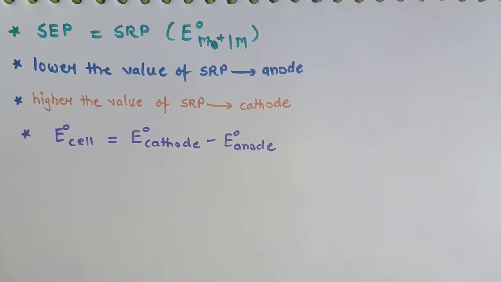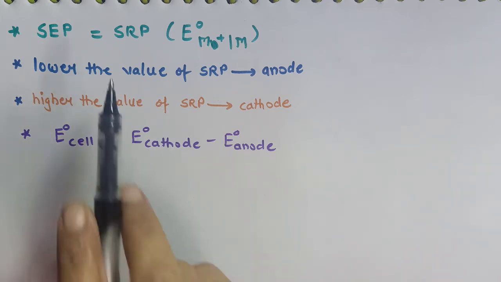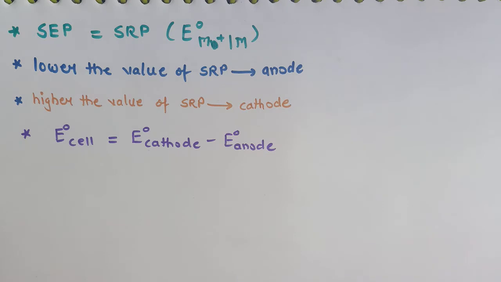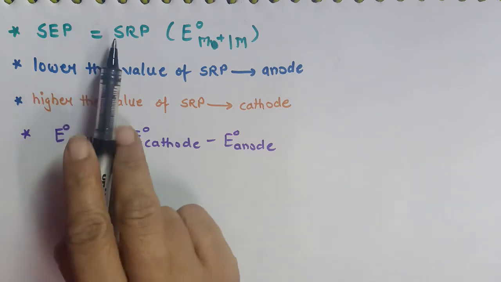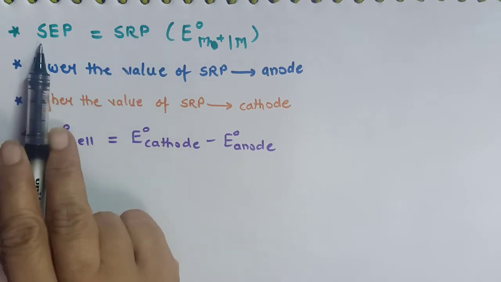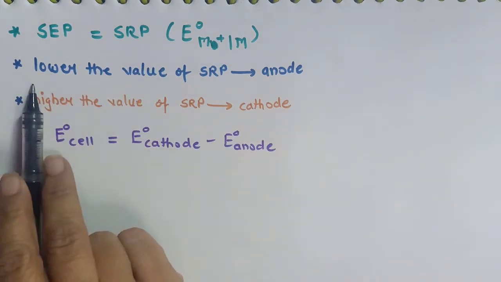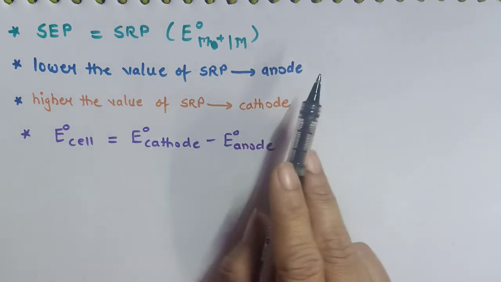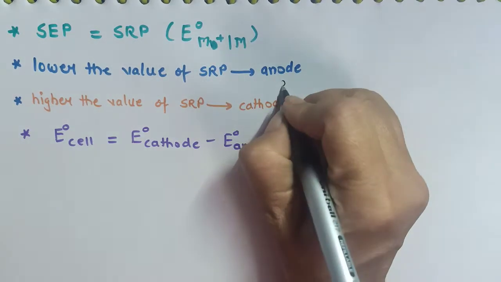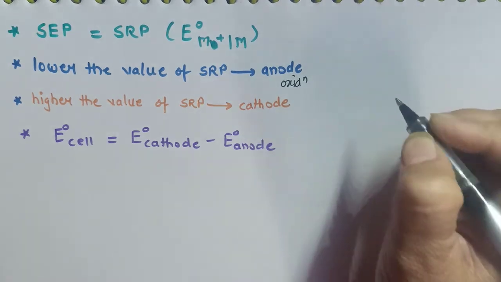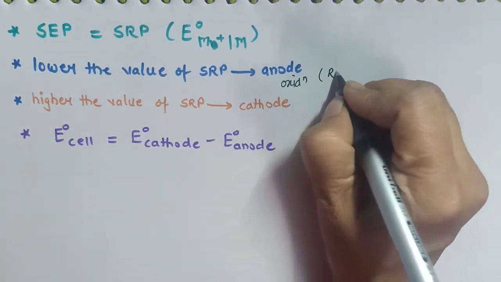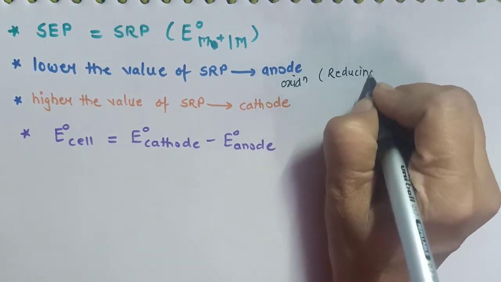Hello students, till now we have seen that standard electrode potential for any element is considered as its standard reduction potential, or in other words, according to the latest IUPAC convention, standard reduction potential itself is considered as standard electrode potential. Lower the value of standard reduction potential, then it will act as anode, oxidation will take place and it will act as a reducing agent.